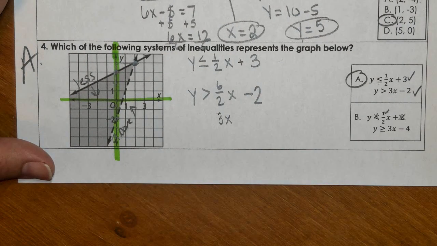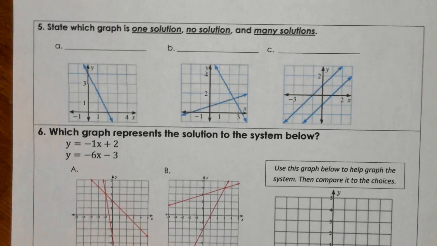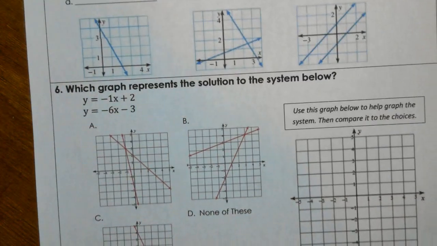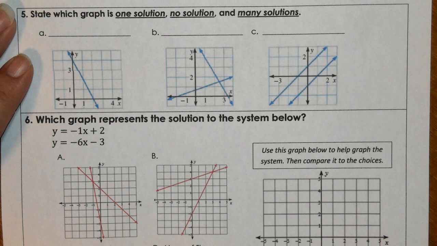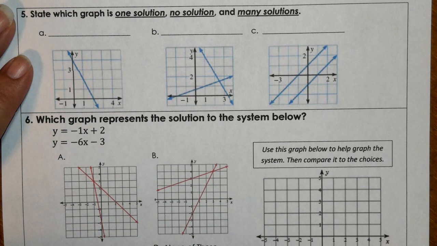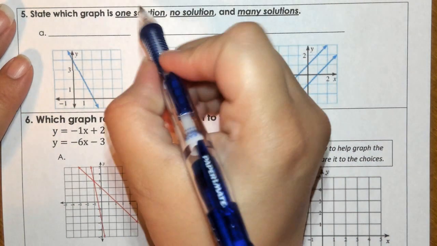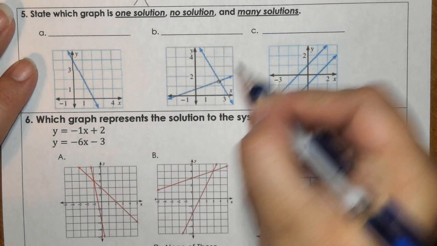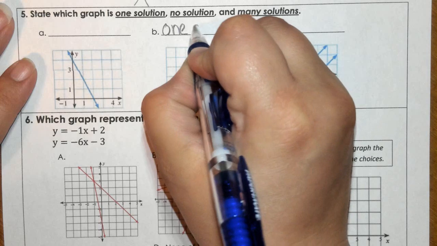Okay, now we only have 3 more questions for Unit 5. So number 5, just ask which graph represents one solution, no solution, and many solutions. So one solution is when they cross and meet at one point. So that would be here. One solution.